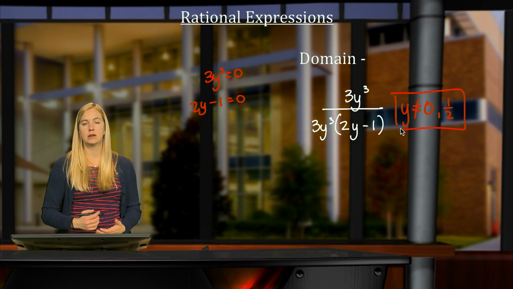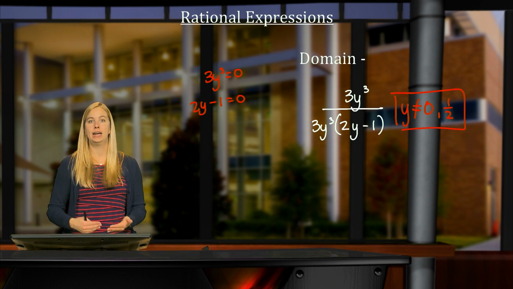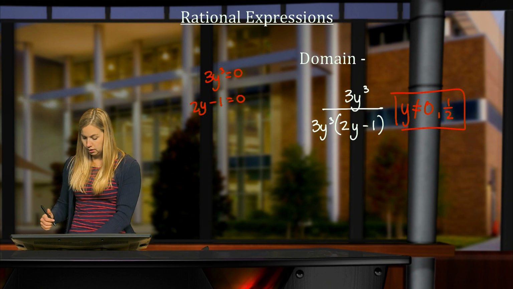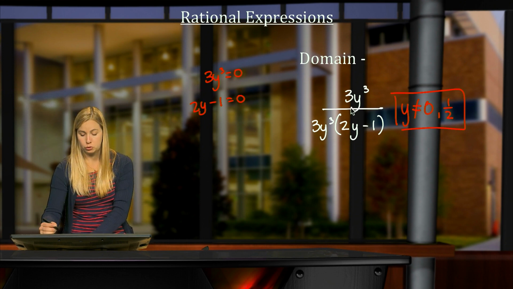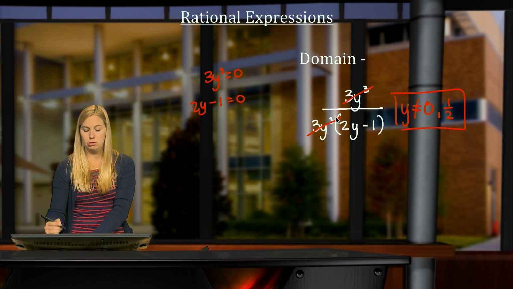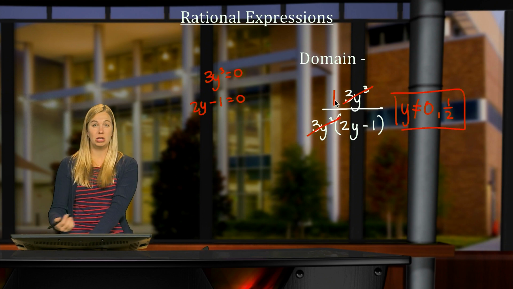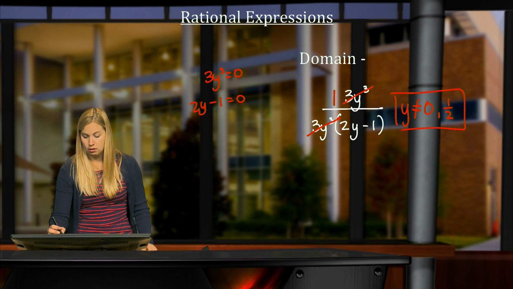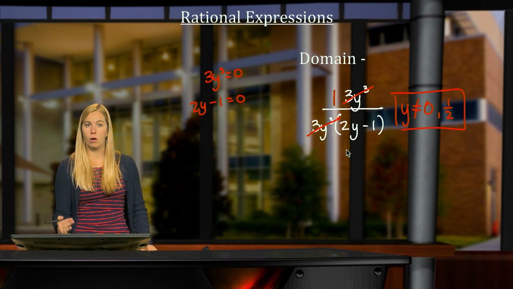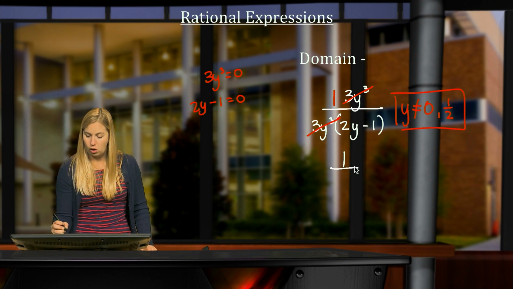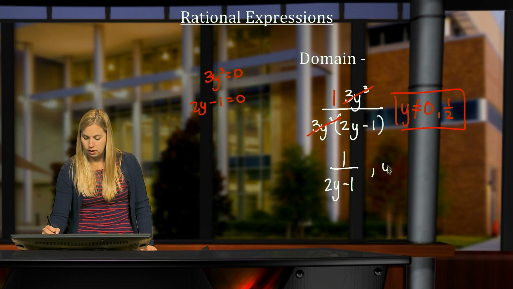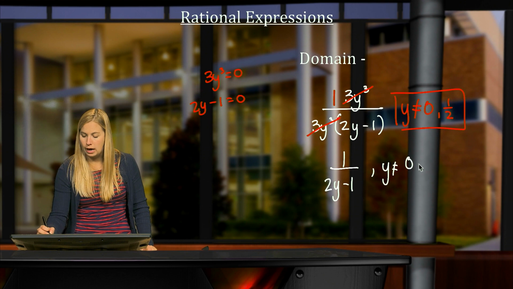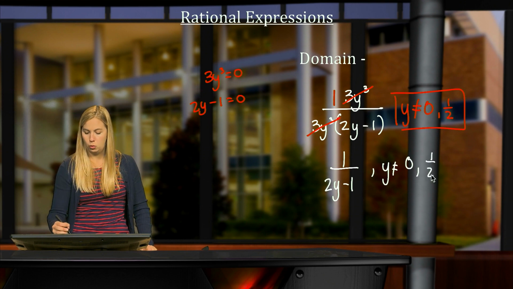And now that we've stated restrictions, we can start simplifying like factors. If you look in the numerator and the denominator, notice we both have a factor of 3y cubed. So 3y cubed divided by 3y cubed is really just 1. When we multiply across or when we look at our final answer, we just have 1 over 2y minus 1. And we maintain our restrictions, y cannot equal 0 or 1/2.